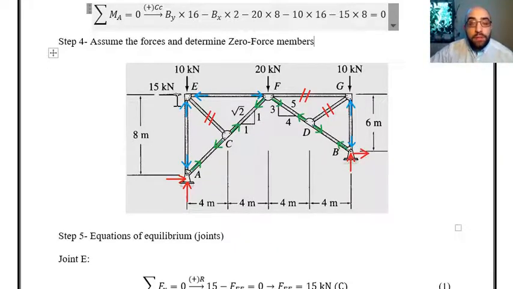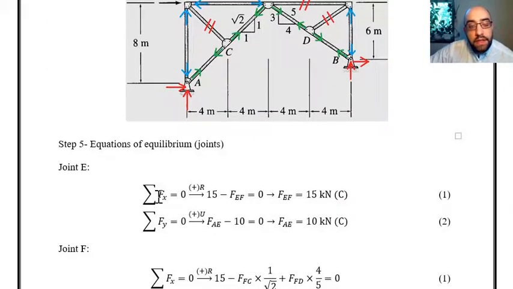And you can follow the same procedure. Whenever you want to start the method of joints, look for the joint that has only one or two unknowns, and then by starting from that joint, you can find the forces in the members. So I'm going to begin with joint E.